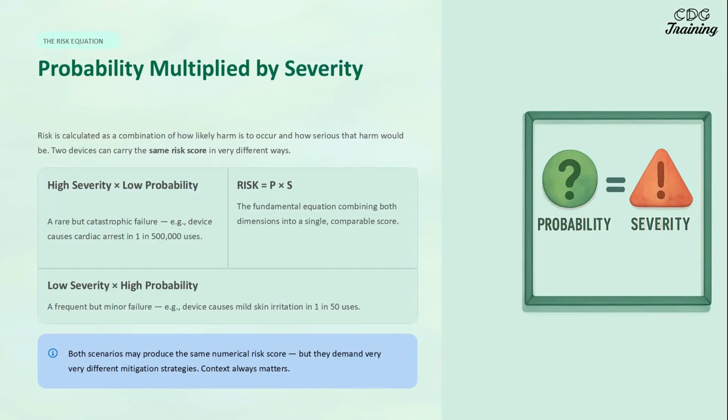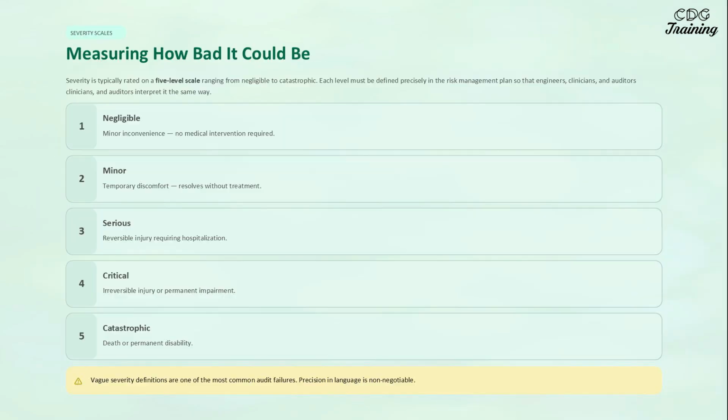Risk is calculated by combining the likelihood of harm with its severity. Different scenarios can yield the same risk score, but require distinct mitigation strategies. Severity is rated on a scale from negligible to catastrophic. Clear definitions are crucial to ensure consistent interpretation across teams and audits.